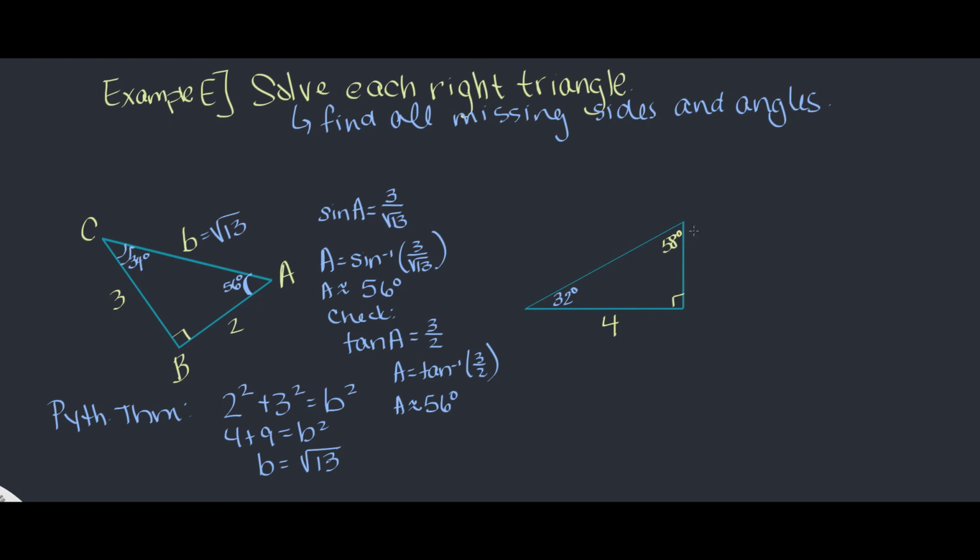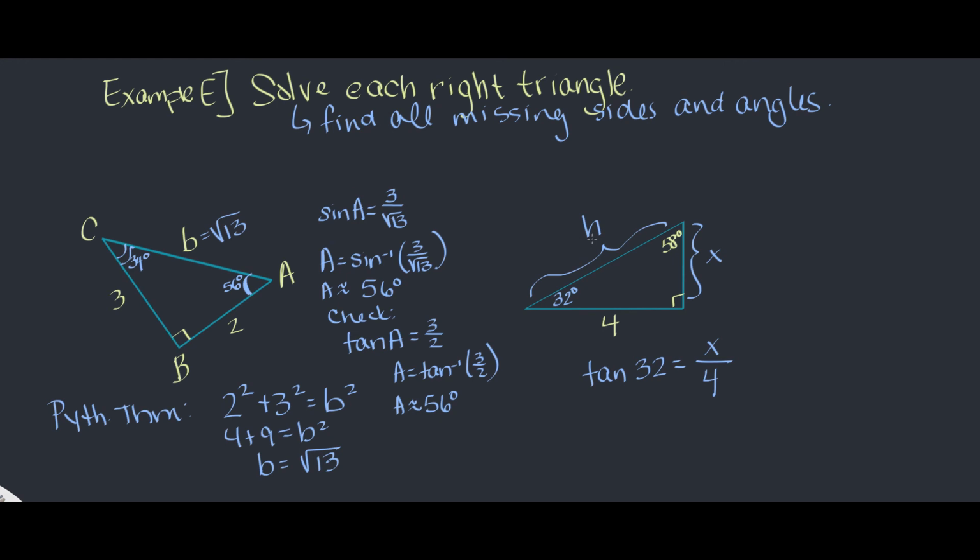Personally, I think it's easiest to find this side first. Let's just call it x, and then we could call this h because it's the hypotenuse. The only reason I say that is because we can write a ratio that has this side on top. So the tangent of 32 degrees is equal to opposite over adjacent, so x over 4.